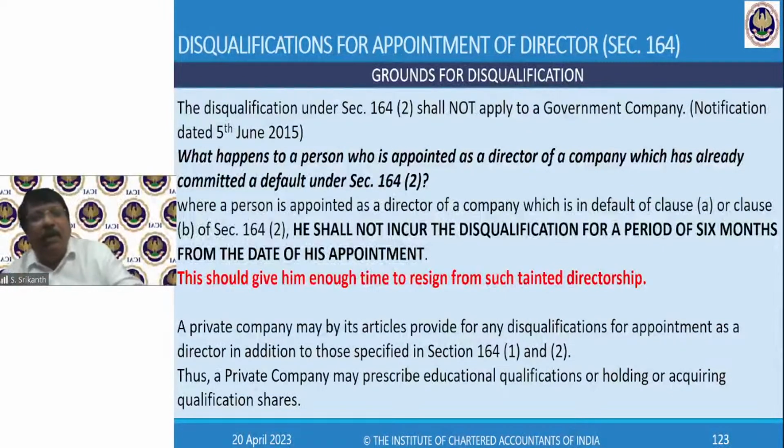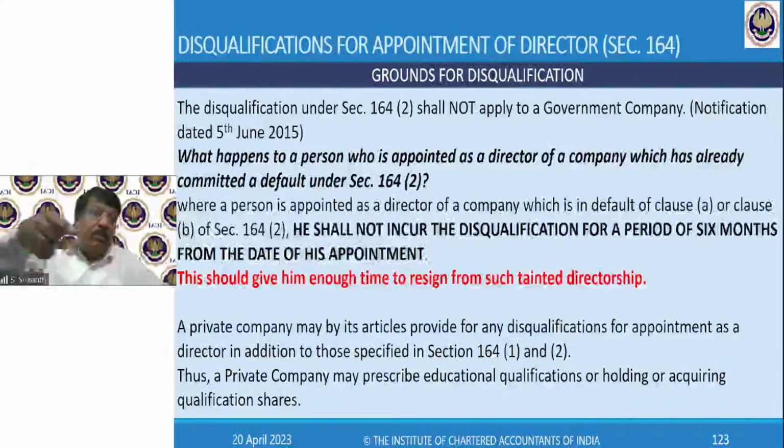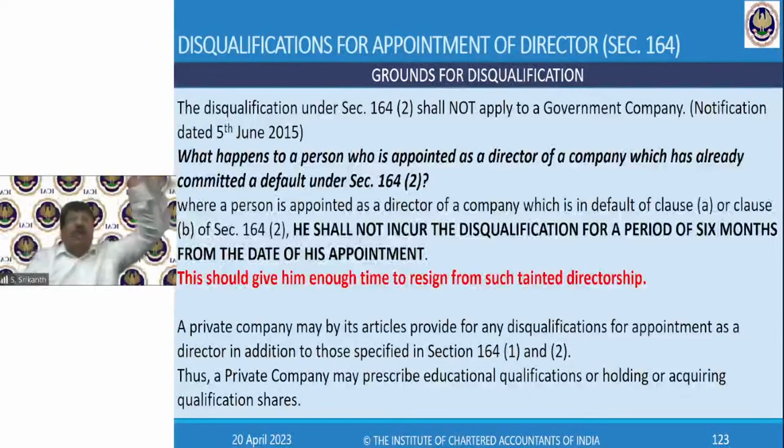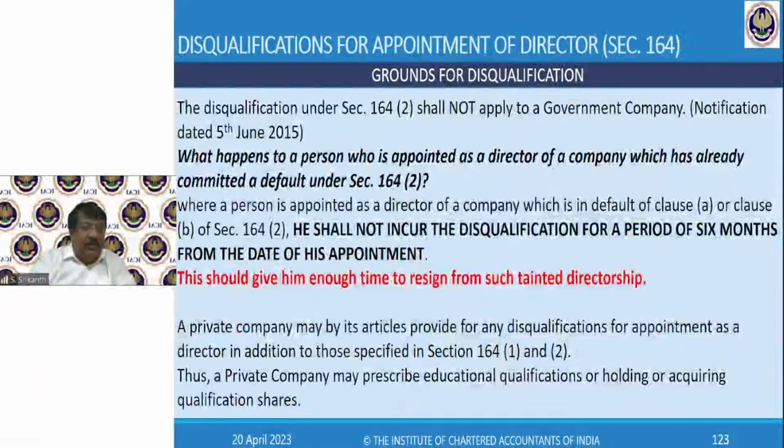A private company may by its articles provide for any disqualifications for appointment as a director in addition to those specified in 164(1) and (2). Addition. This will be there definitely, A to I plus 164(2), plus whatever the private company adds.